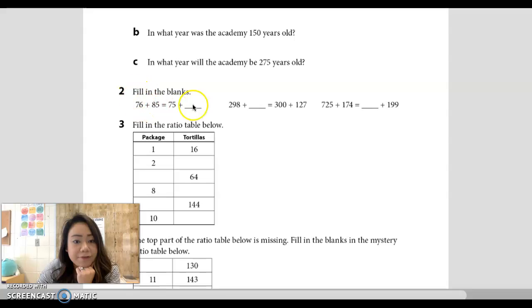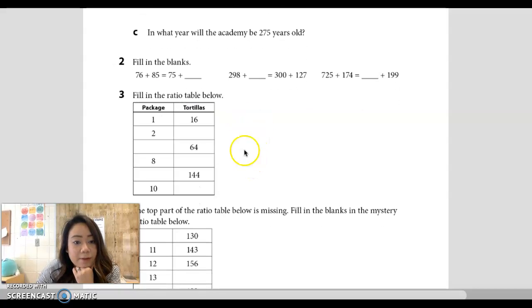Number 2 asks you to fill in the blanks. So I noticed that there's an equal sign. That means that each side of the equation has to be equal to each other. Number 3, fill in the ratio table below. So if one package has 16 tortillas, I wonder how many tortillas there would be if there's 2 packages.